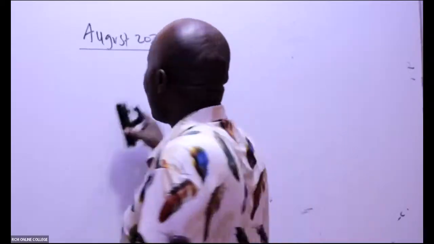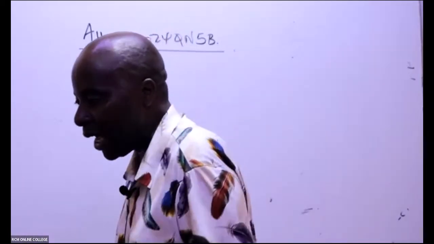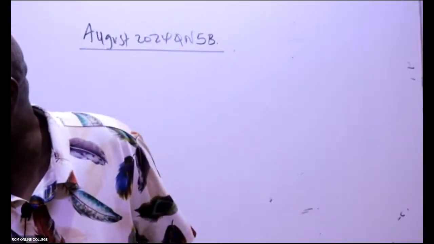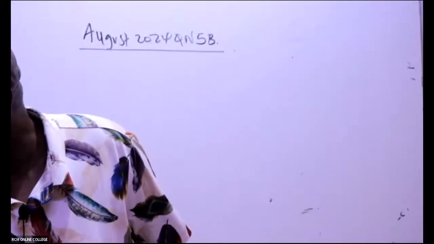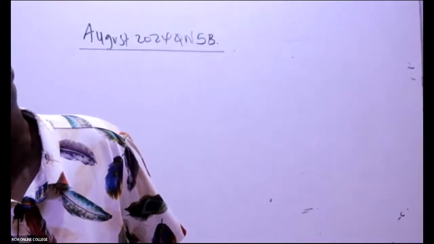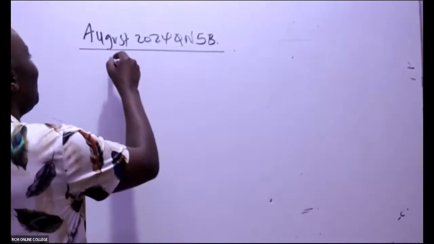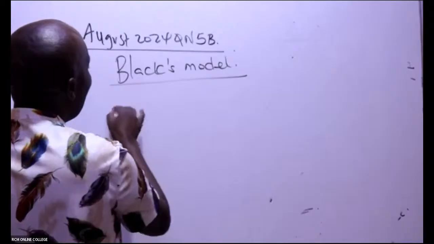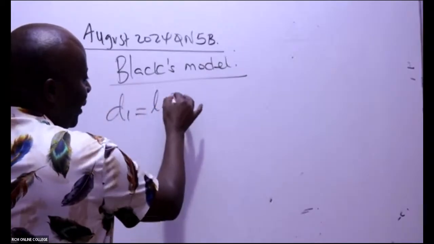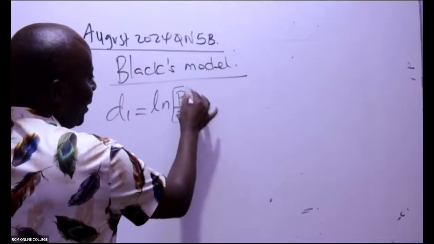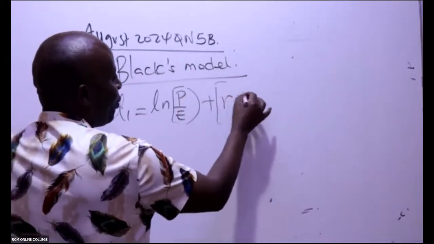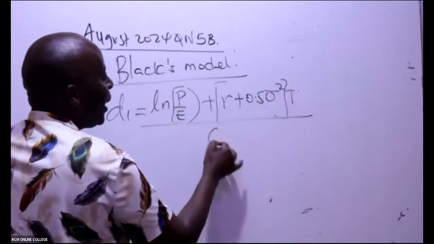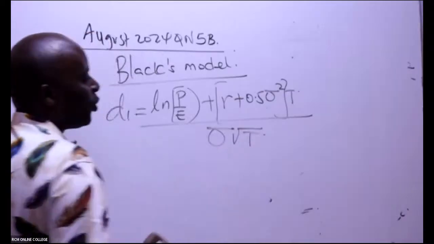Is there somebody who is able to remember the formula of getting D1? Are they able to remember those formulas of the Black model? The Black's model. How do we get D1? Oh, yeah. It is the natural logarithm of P over E, plus the risk-free rate plus a half of the variance, multiplied by T, divided by the standard deviation times root T. So you start by giving us D1.